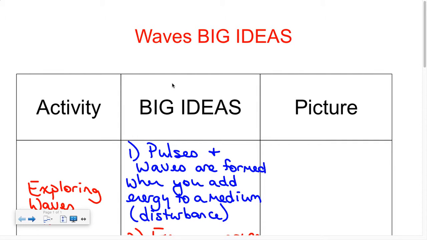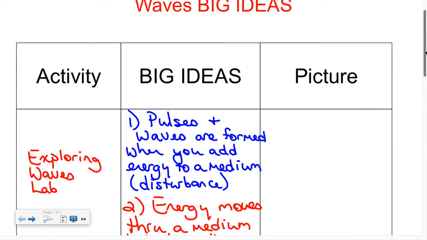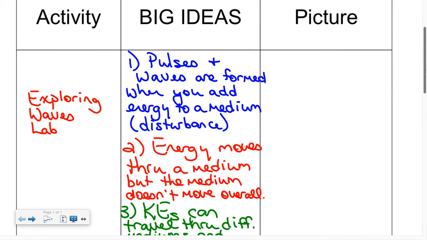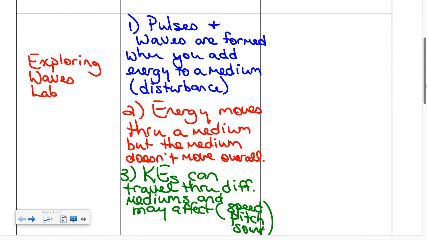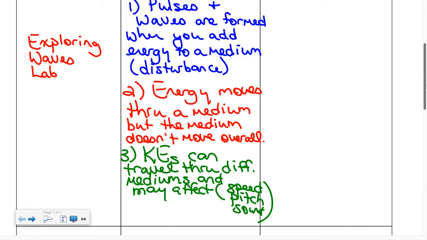First thing that we know is that you have to add energy to your medium in order for there to be a pulse or a wave. If you don't add energy to the medium, then you're not going to have any of that. We also know that the energy is what's moving. The medium does not move. Now, the medium might wiggle just a little bit, but it's not going to have an overall net movement.